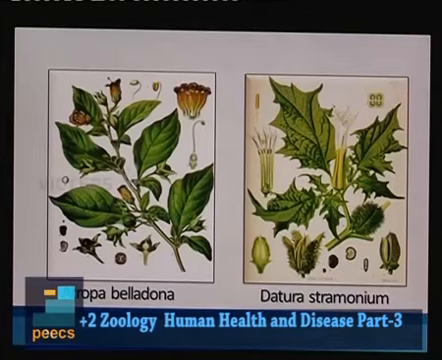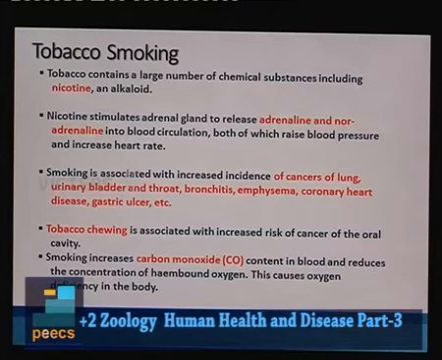Here two plants are shown, one is Atropa belladonna and the other one is Datura stramonium. Both are producing natural hallucinogenic drugs. Now we are going to another bad habit which will affect our body, that is tobacco smoking.